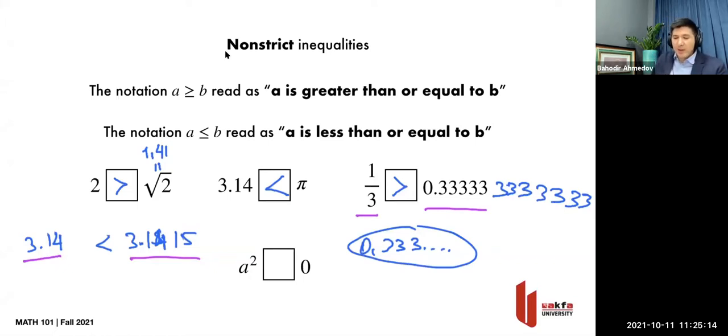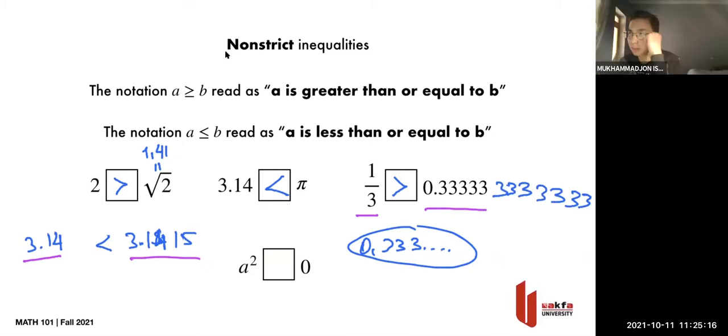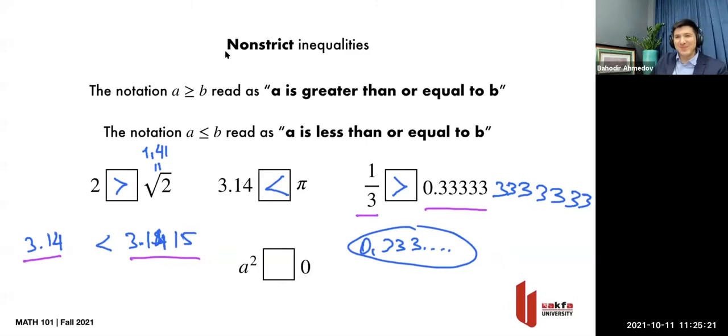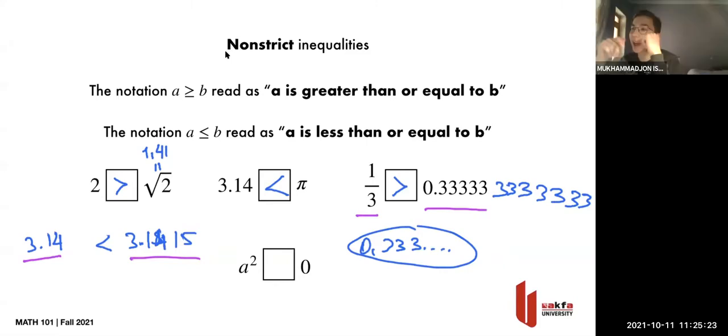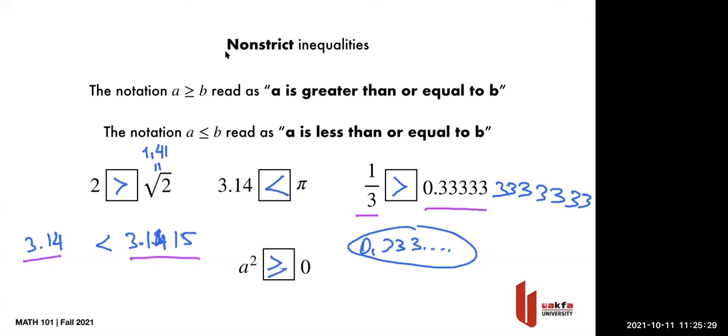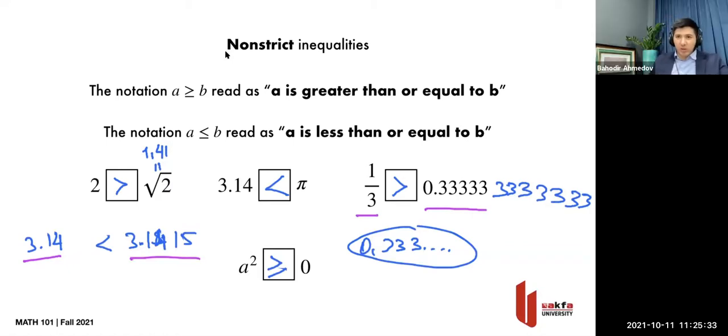What about a squared and 0? We don't know. Well, actually, we know. It depends. If a is a real number, then a squared is going to be greater than or equal to 0.